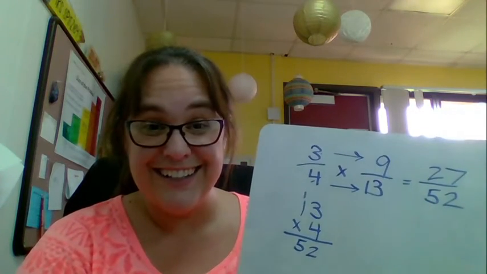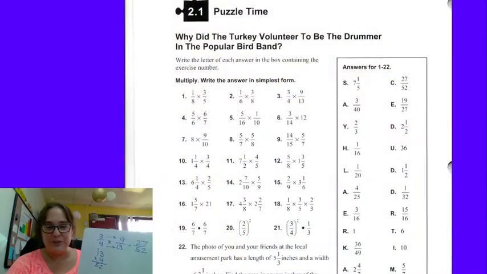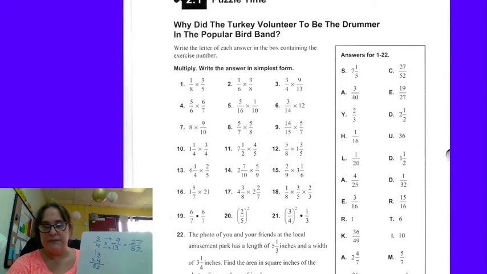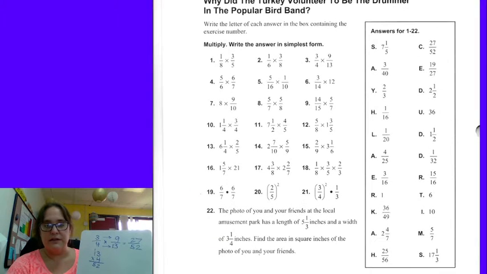Is that what you got? I hope so. Go get your worksheet then. And do you see 27 over 52 anywhere? I do, right up here. It's C. So down below on your worksheet for number 3, you need to have letter C.